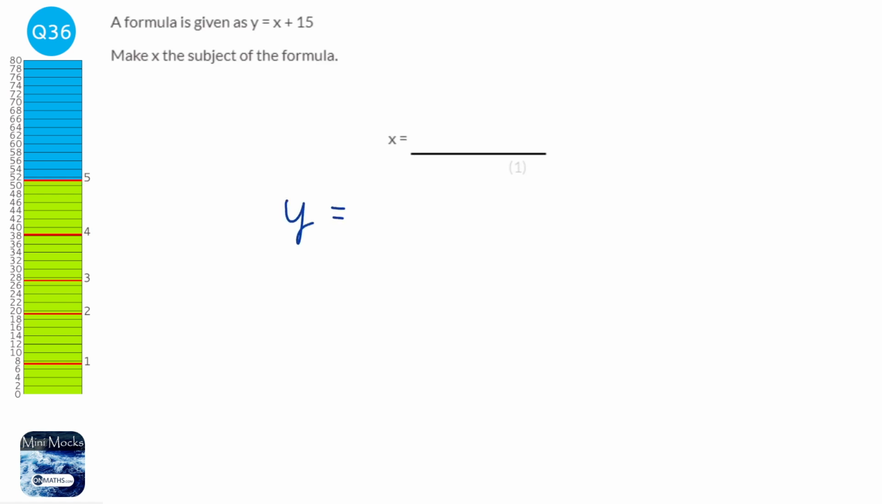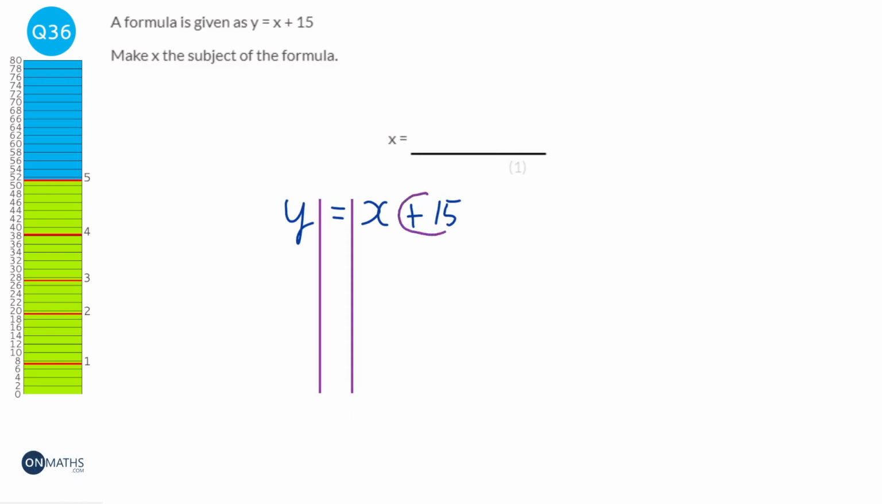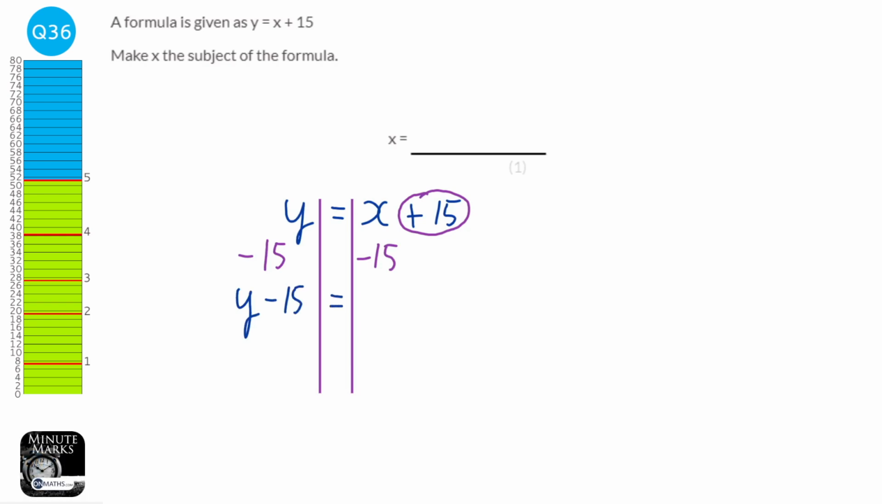So I'm going to write the question out. So y equals x plus 15. And we're told that we want to make x the subject of the formula. Now what that means is we want x on its own. What's stopping x from being on its own? This plus 15. So to get rid of it, we do the inverse, the opposite of plus 15 to both sides. Take away 15. So we end up having y minus 15 on the left-hand side, and we've got rid of the plus 15, so we've just got x on the right-hand side. So x is equal to y minus 15.